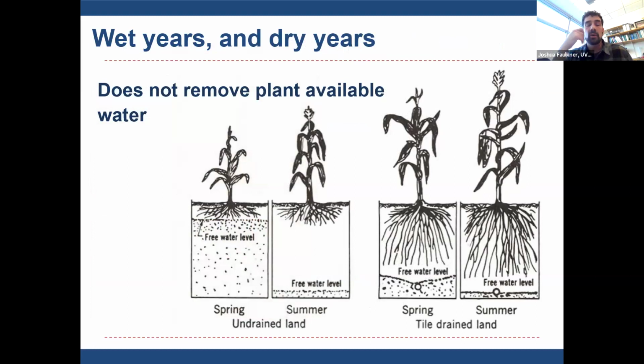In the dry year, it'll help keep early season in the spring to allow establishment of deeper root structures, so that later on, when it does get dry, you have the deep roots to access water. Whereas if it was an undrained soil, those roots never would have established at a deeper depth in the early season, so they're not able to access deeper moisture in the late season when it does get dry.